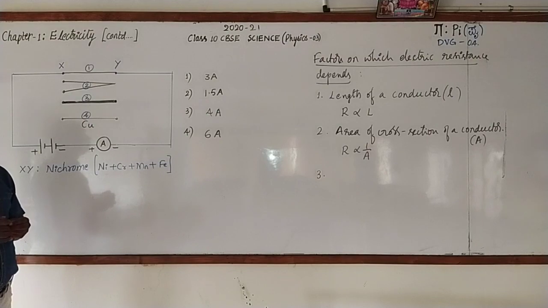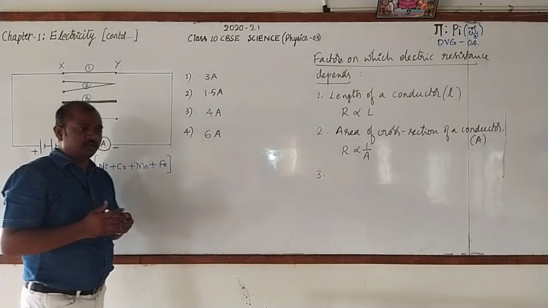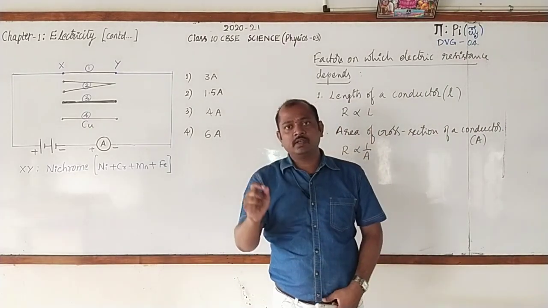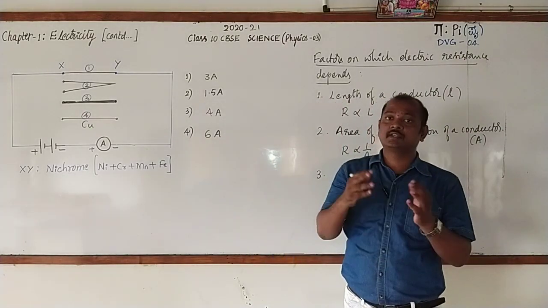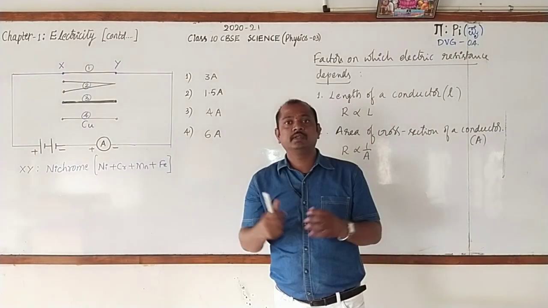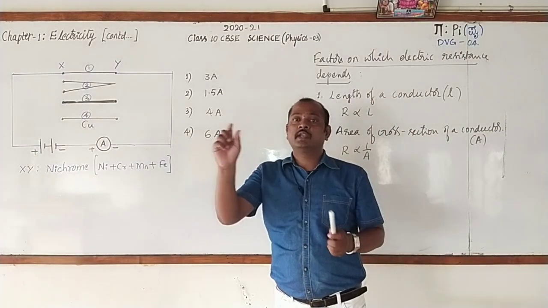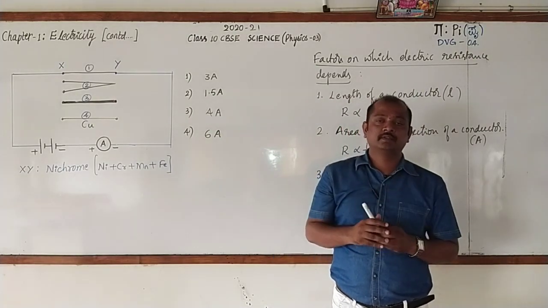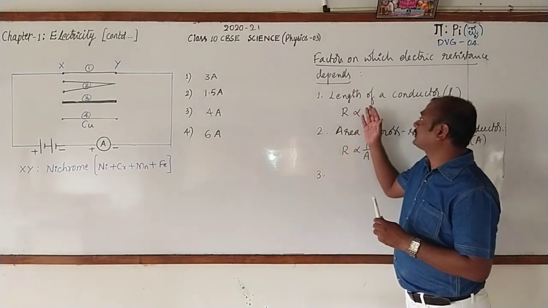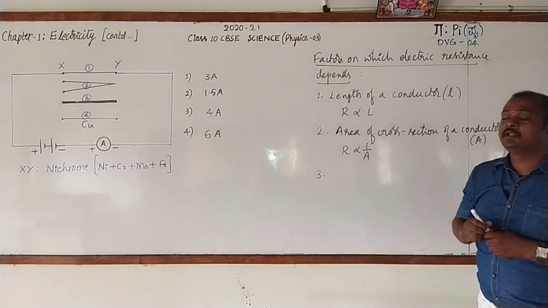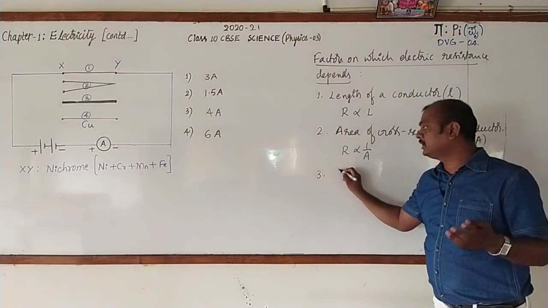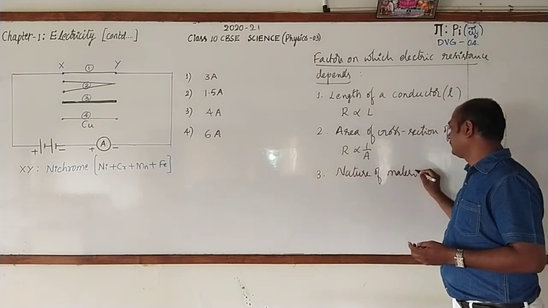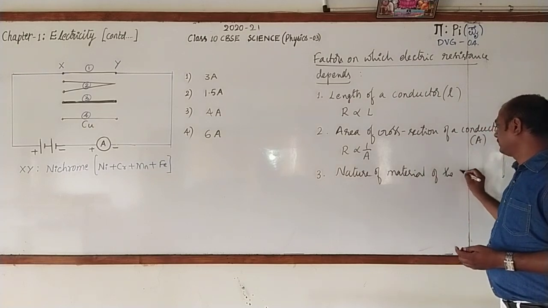Similarly, you may take a material like silver. Silver still offers less resistance, whereas iron offers more electric resistance. So the arrangement of atoms is different in different metals. Hence we can say that electric resistance depends on another factor, that is the nature of the material of the conductor.